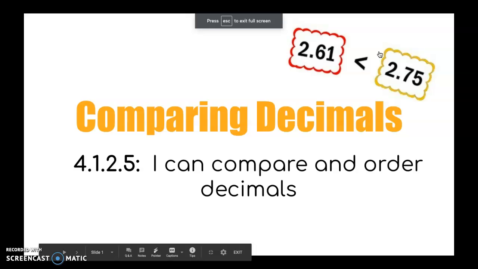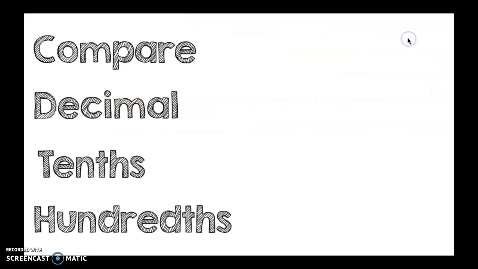Good morning, fourth graders. Today we're going to be comparing decimals. I can compare and order decimals. You're going to start by writing some vocabulary words in your notebook.